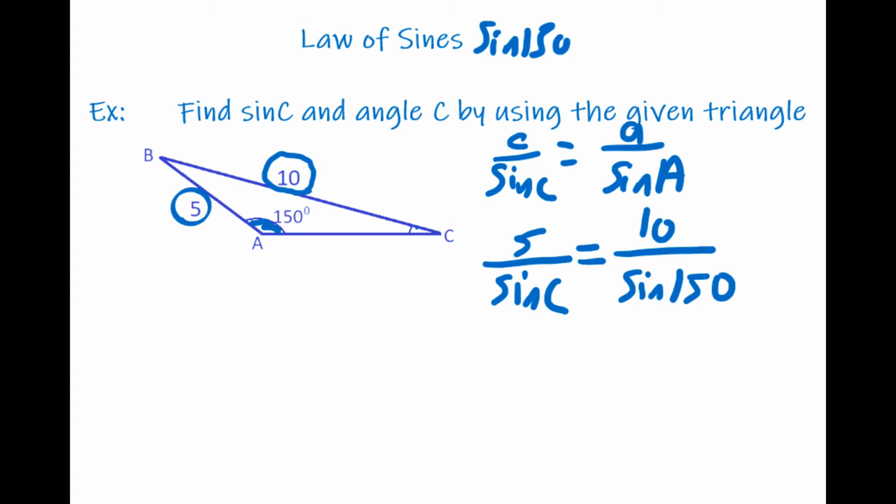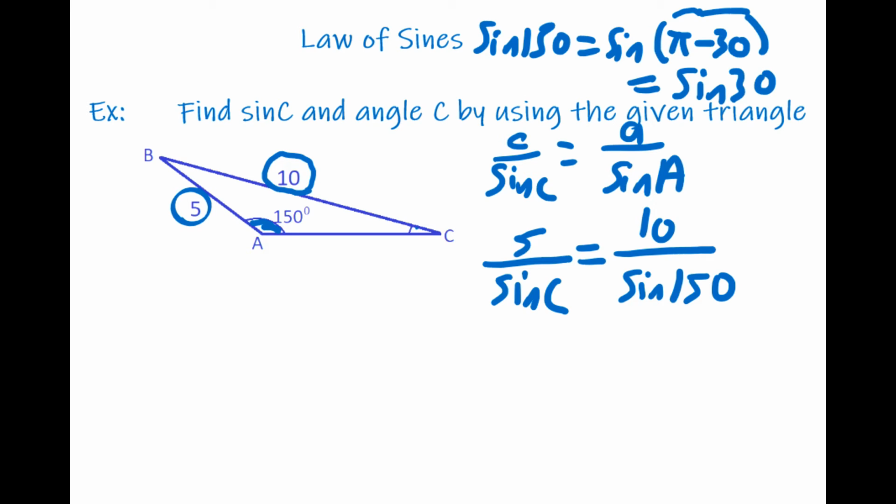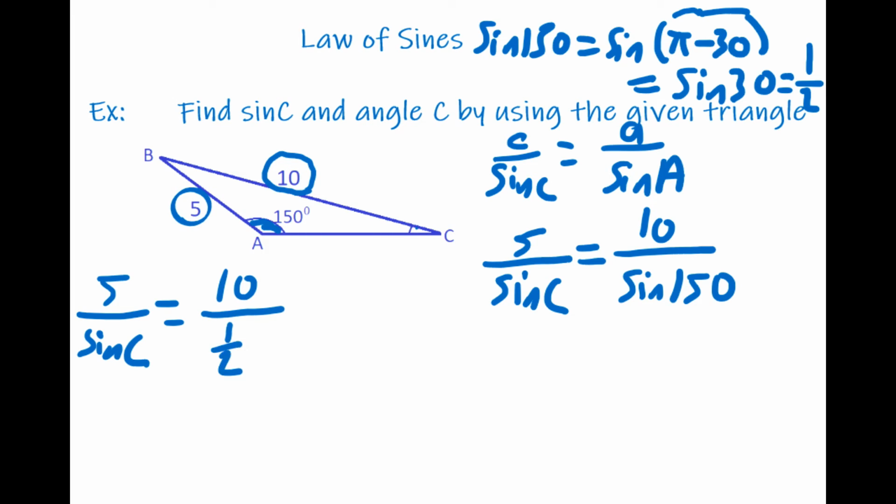Sine 150 can be written as, guys, sine of 180 or pi, right, minus 30. And that is equal to, guys, because this angle is in the second region, okay? And in the second region, sine was positive. So we're going to have plus sine 30, guys. And sine 30 is 1 divided by 2. So from here, we're going to have 5 divided by sine C, and that is equal to, guys, 10 divided by 1 divided by 2, guys.